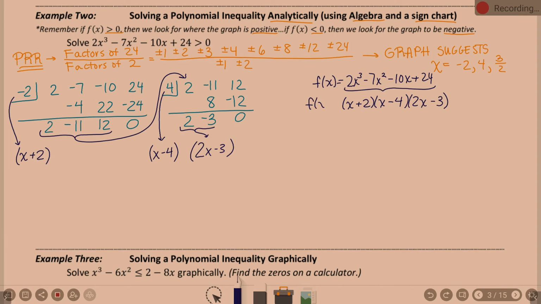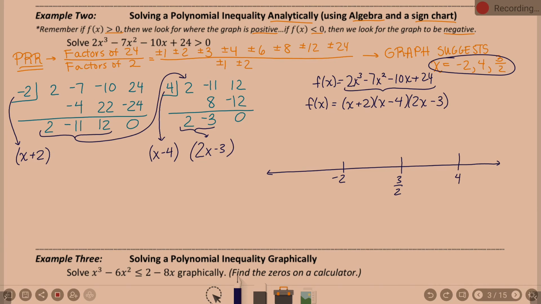Okay? And again, this one specifically, I'm asking you to use algebra and sign charts. We won't always use a sign chart, but I need you to know how to do the basics here. So, what numbers need to go on my number line? And the 3 halves. Okay? Any place my graph was 0, it's going to go. Okay? So put them in numerical order. So -2, 3 halves, and 4.